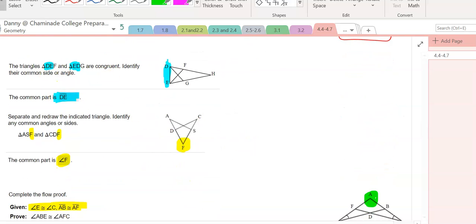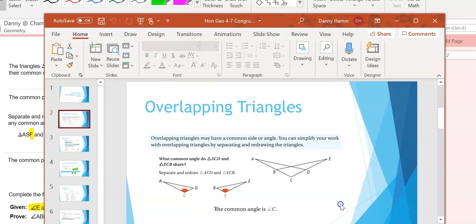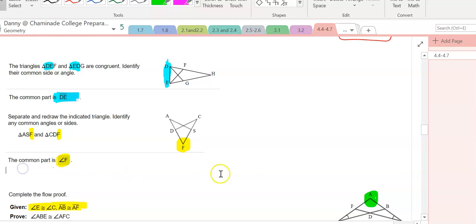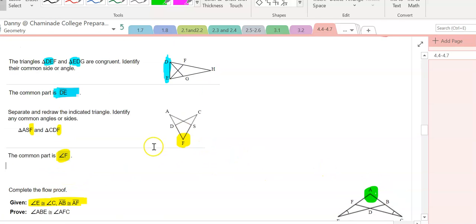Here we're going to have overlapping parts in 4.7. We've seen parts of these things happening before with the reflexive property, and that's the same thing that's happening here. We're taking triangles and putting them on top of each other. If we do that, then those parts are congruent to each other.